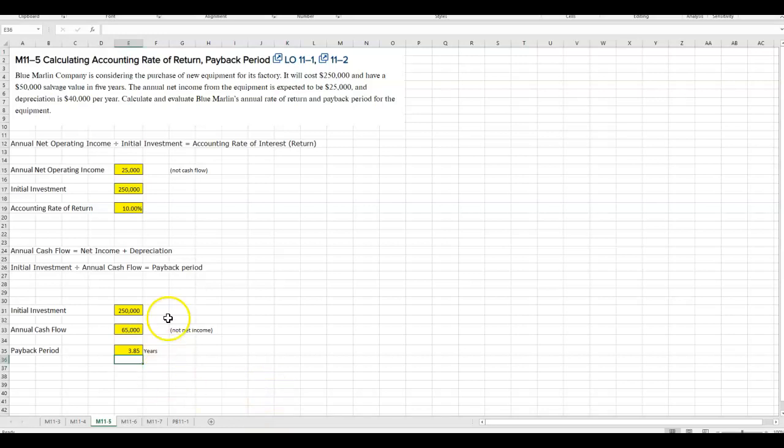And again, in this method, we're also ignoring everything we receive after it's paid back, including the salvage value at the end. So you can see there's some problems with these two methods. They're very simple, very quick. A lot of companies use these to do a quick sweep of projects to determine if they're even going to be evaluated. So this is like a first step.